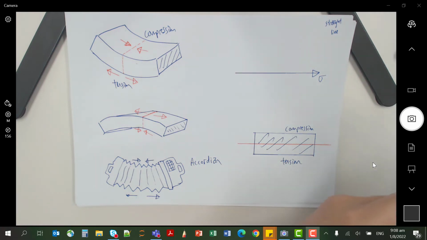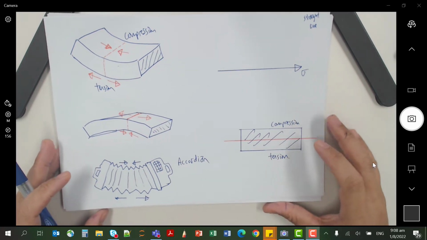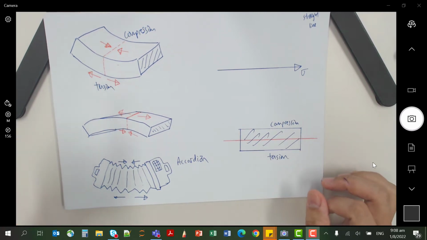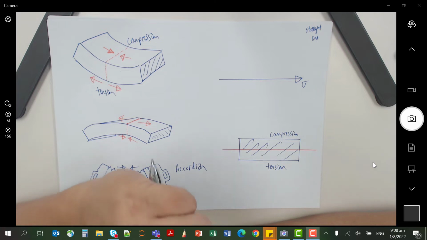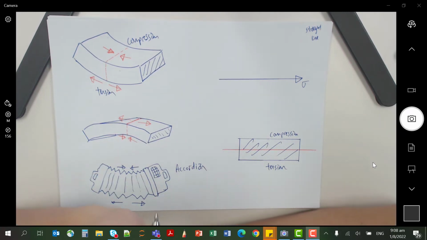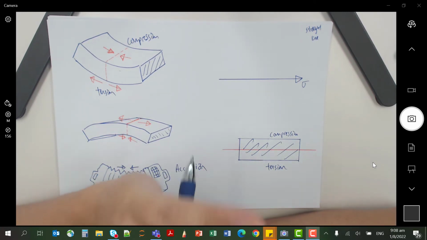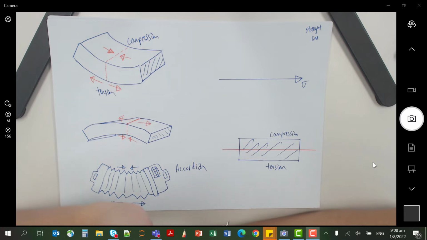Alright, once we establish this part, I want to show you something. So we have learned that in the stress strain topic, positive stress is tension, and negative stress is compression.